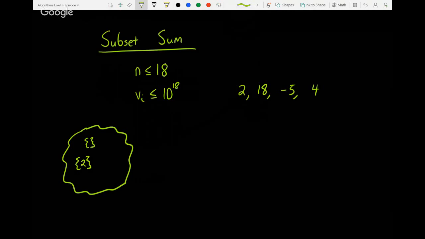Then I come across the 18. I could add it to this empty set, or I could add it to the 2.